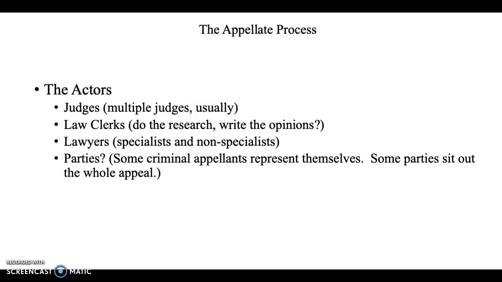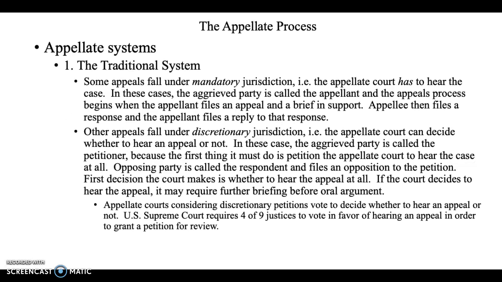The actors in the appellate procedure, you have judges. Usually it's more than one on appellate courts. Remember, there can be a panel of 3 or 5 or 9. We talked about law clerks and how they do the research, and sometimes they draft the opinions. You can have appellate specialists. You can have the parties, obviously. Sometimes criminal appellants who are in jail have plenty of time to represent themselves on appeal. Sometimes parties don't really get involved in the appeal at all. They're not going to be appearing before the appellate court usually. Usually they just send their lawyers.